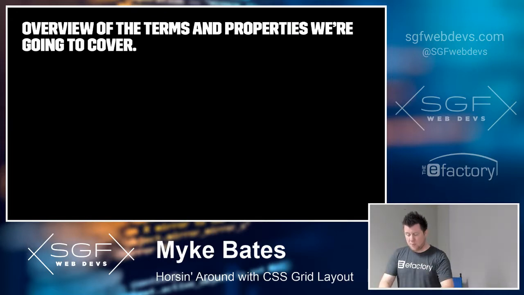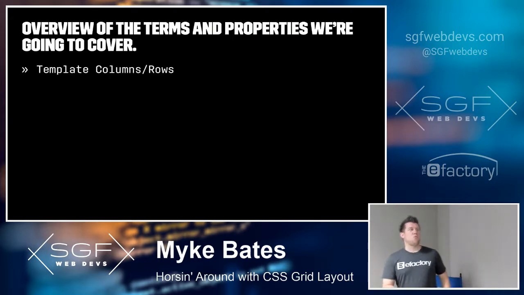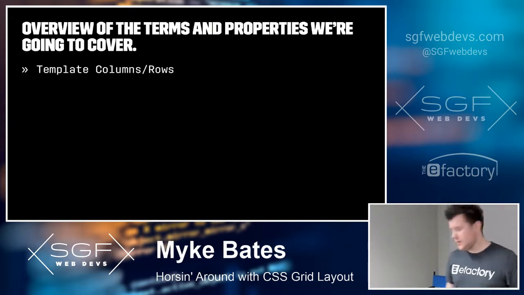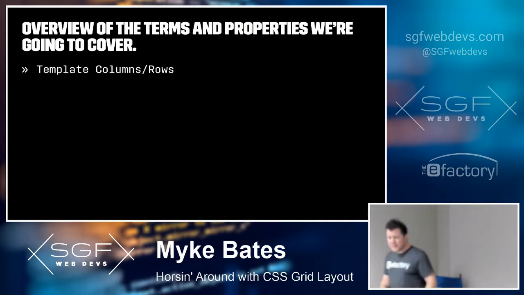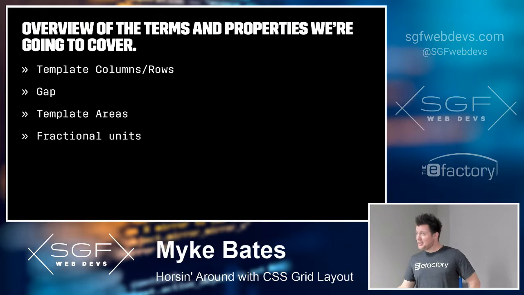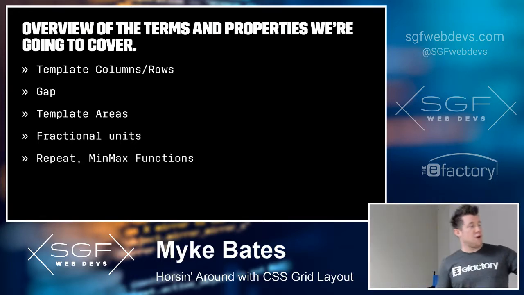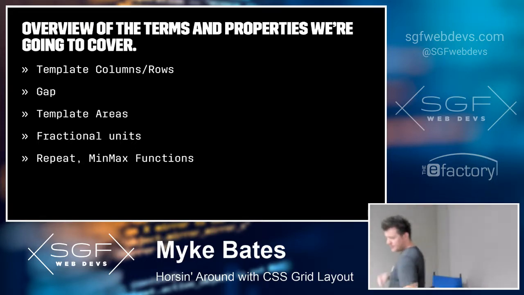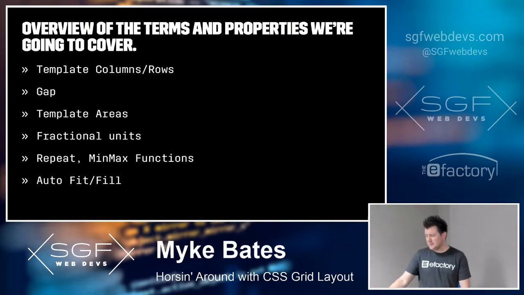There's like 30% of grid that you're going to use all the time, and the other 70% you'll use some of the time. So I wanted to go over just some words, because I have the best words. Template, columns, and rows is an important one. The grid gap. Template areas. Fractional units. Anybody familiar with fractional units? Only the people that have been looking at grid, probably. It's pretty cool. I can't wait to talk about it. Two functions, repeat and min-max. Auto-fit and auto-fill. Oh, jumping ahead.